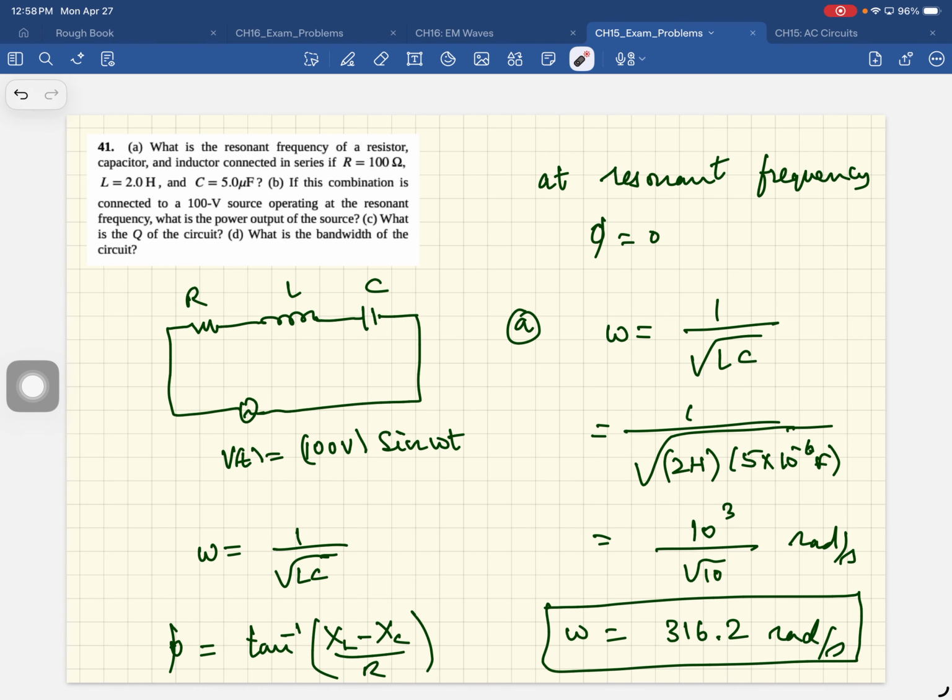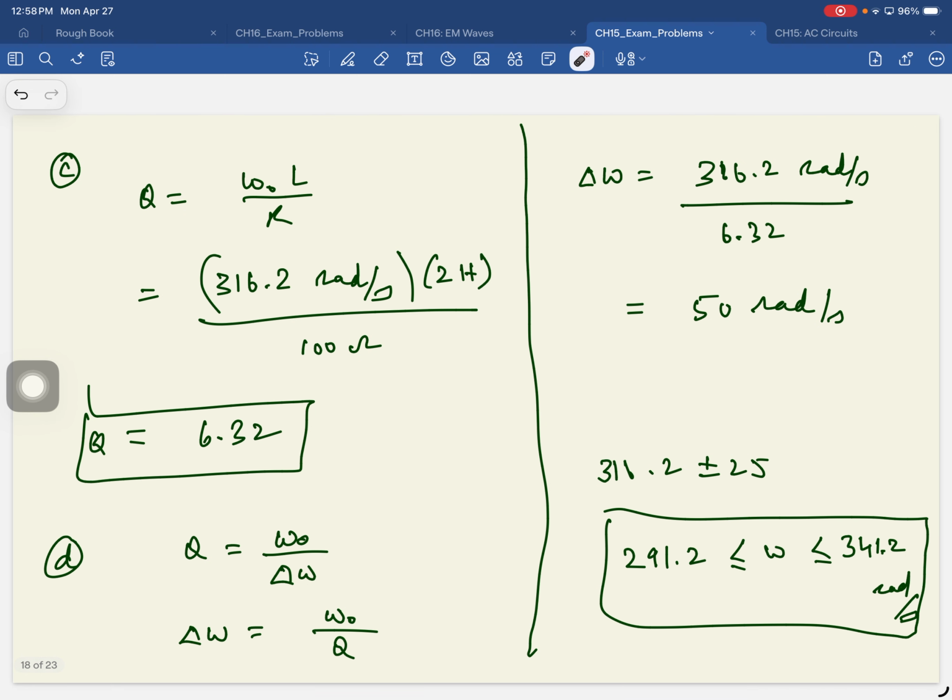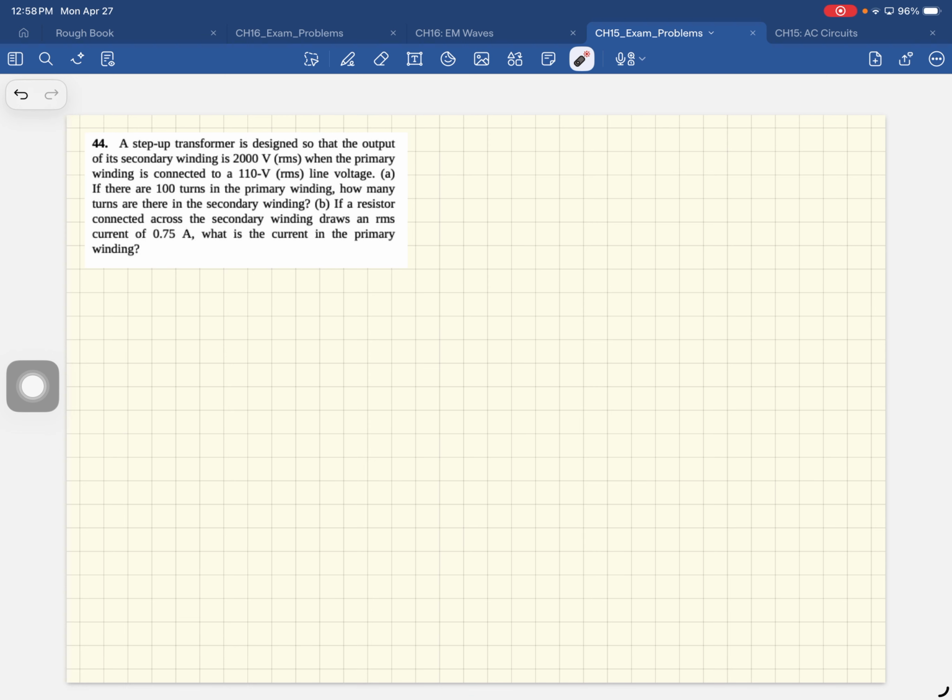All right. So this problem says a step-up transformer is designed so that the output of its secondary windings is 2000 volts. So you guys remember a transformer.